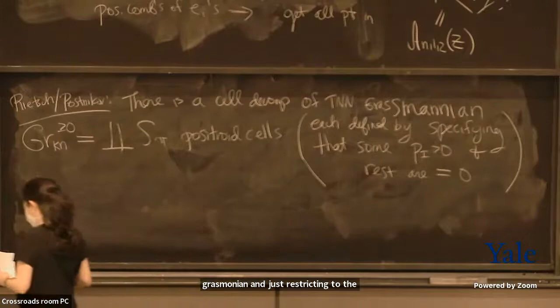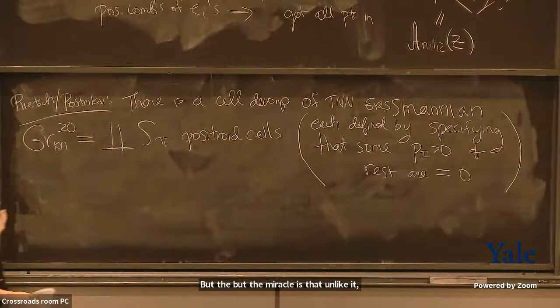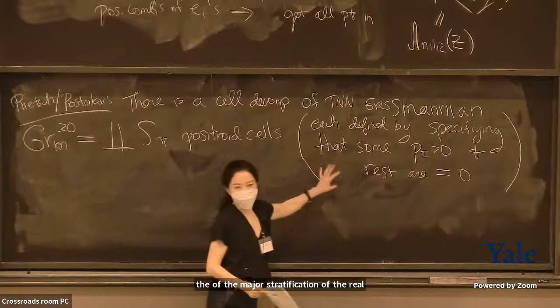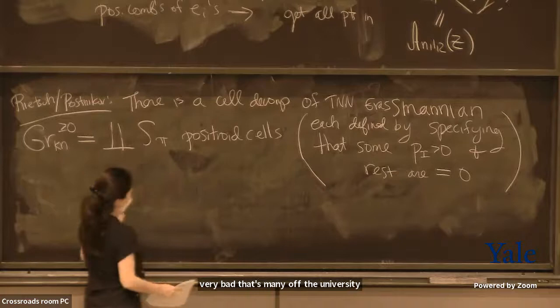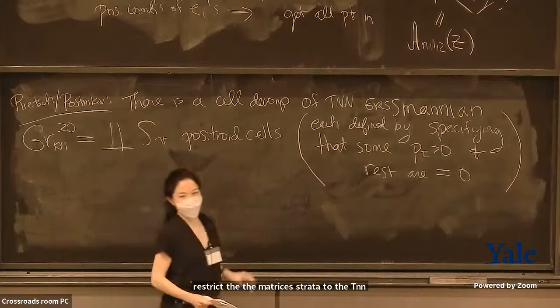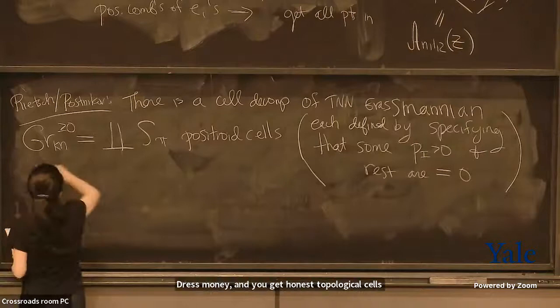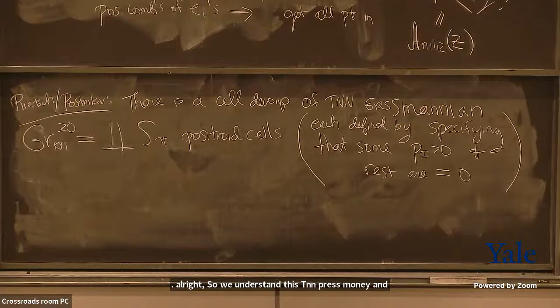But the miracle is that unlike the case of the matroid stratification of the real Grassmannian, where the strata are topologically very, very bad, that's Mnëv's universality theorem, in the case of the TNN Grassmannian, when you restrict the matroid strata to the TNN Grassmannian, you get honest topological cells. Okay, so we understand this TNN Grassmannian extremely well, and the amplituhedron is the image of it. So we want to understand the amplituhedron by looking at images of the cells under this map.